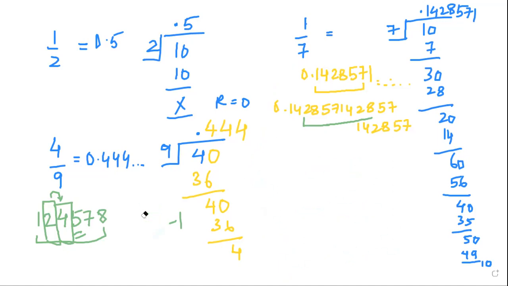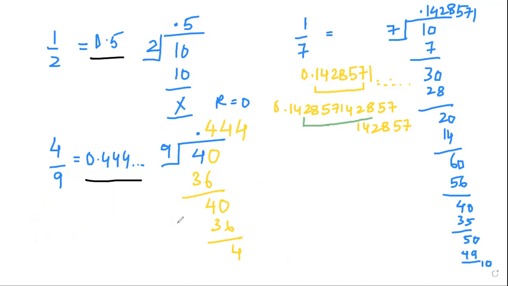Okay, so if you notice, we have three different kinds of patterns here, right? One where, let me write in black, one where it is just 0.5, right? One where you see one digit repeating all the time, right? And the third pattern is this where a set of digits is being repeated, right?